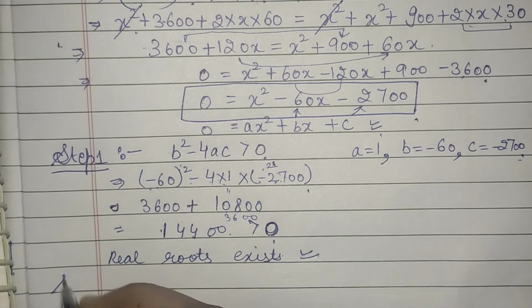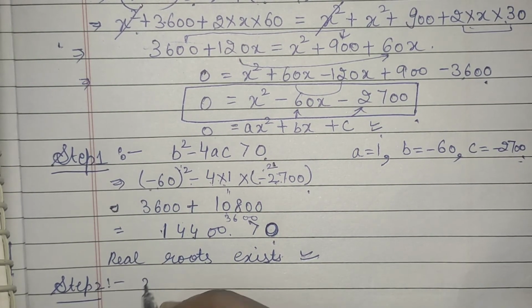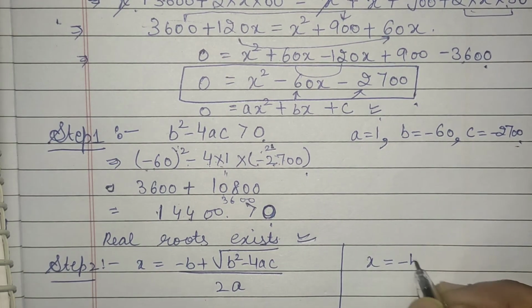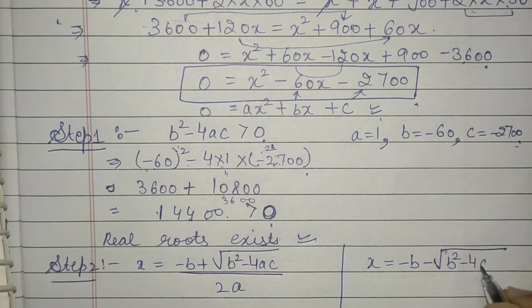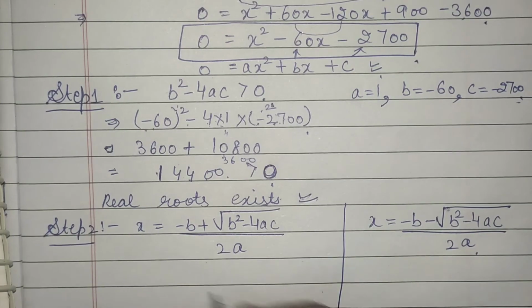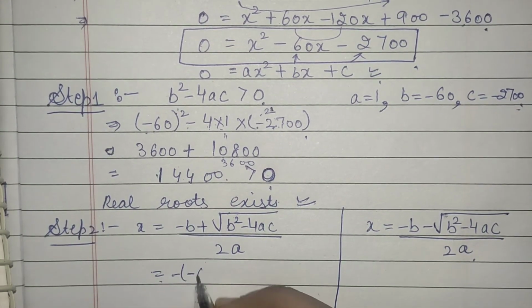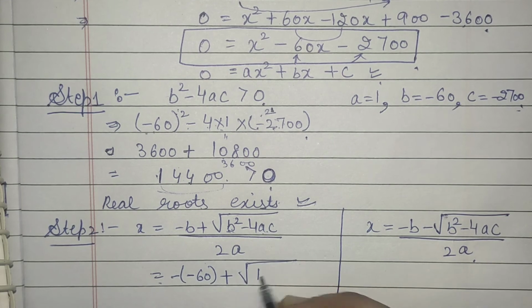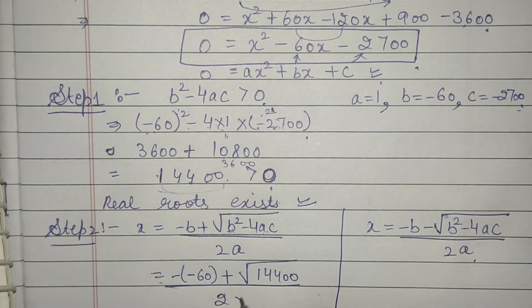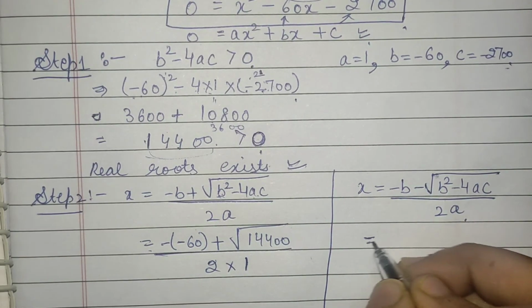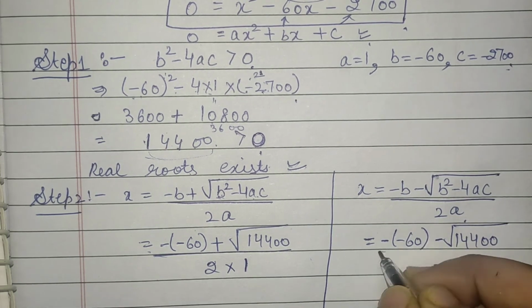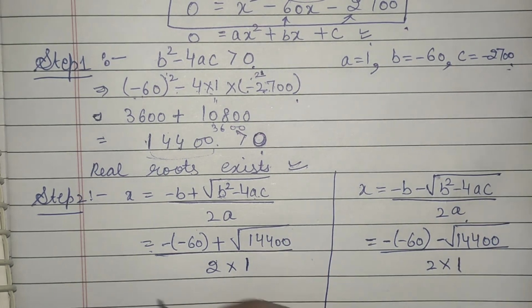Alright, next step number 2. Step number 2 is what? Use the formula and find out your roots. x is equal to minus b plus under root of b square minus 4ac divided by 2a, and from here you will get x is equal to minus b minus under root of b square minus 4ac divided by 2a. Simply put the values. Minus b is minus 60, plus under root of b square minus 4ac, which is under root of 14400, divided by 2a. A is what? A is 1. Similarly, put the values here: minus 60 minus under root of 14400 divided by 2a, which is 1.